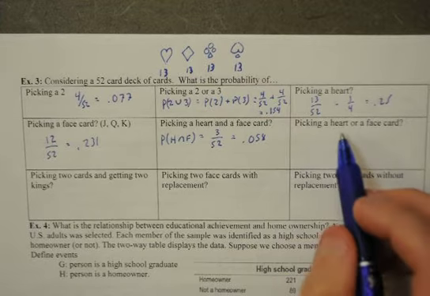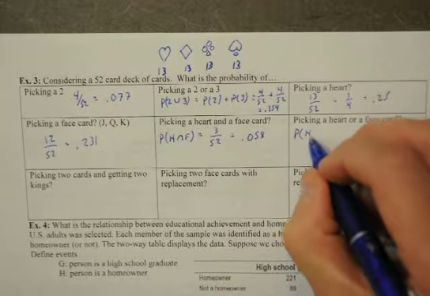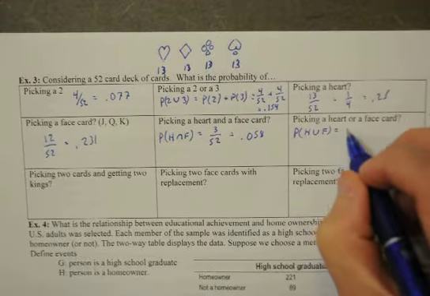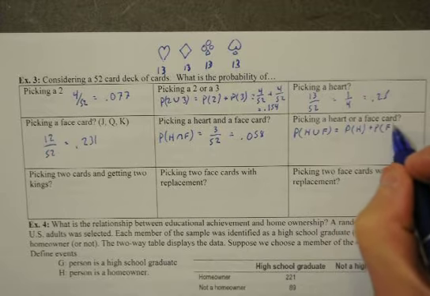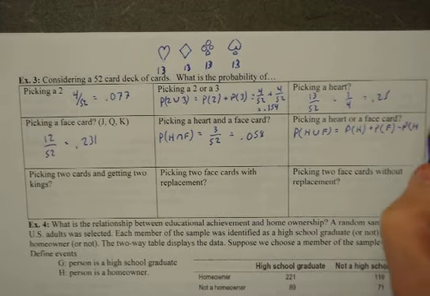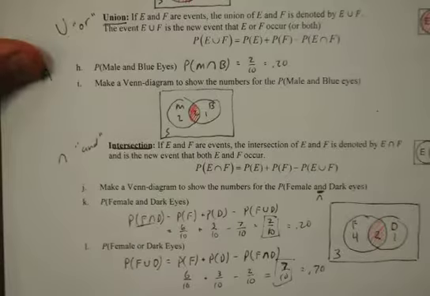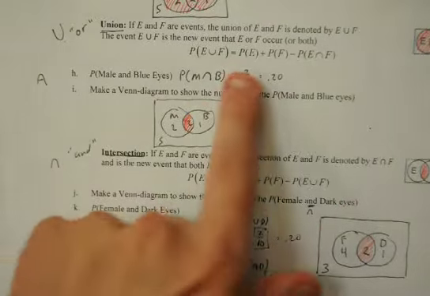Now this gets a little bit more complicated. The probability of picking a heart or a face card. This is where that formula is going to be very helpful. Probability of heart plus the probability of face card minus the probability of heart and a face card. That's that formula from combining events. On here this would be like finding a union. You can use this equation right here.